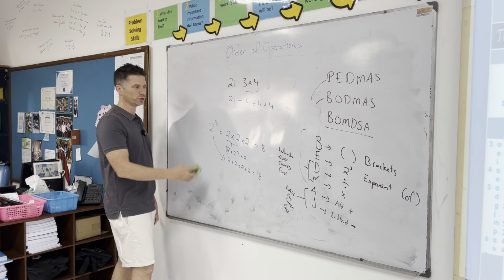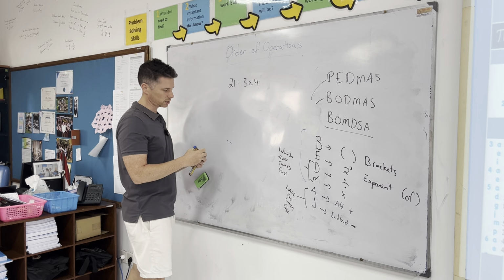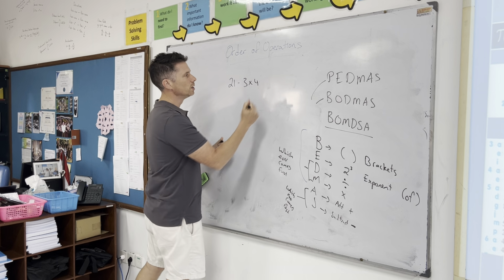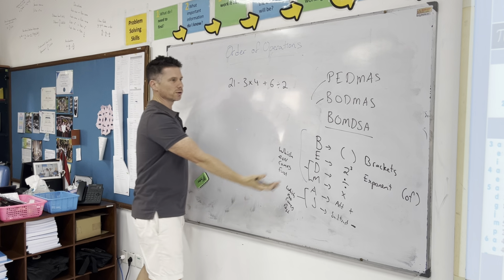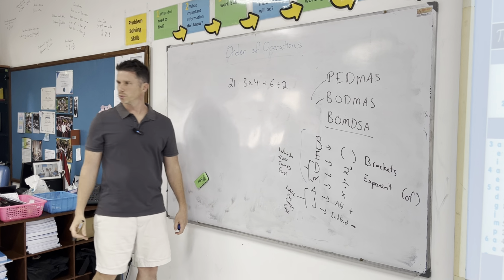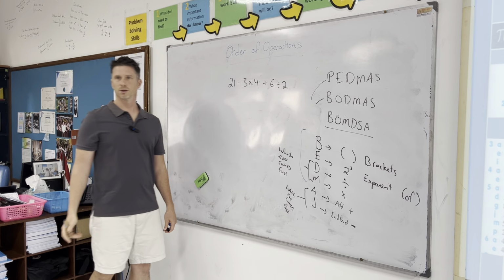Okay, let's look at the original problem. I've forgotten what I wrote. 21 minus 3 times 4 plus 6 divided by 2. So I come to one of these problems now, armed with my order of operations. What should I do here first? 3 times 4. Why don't I do this first? Because it's closer to itself. Yeah, okay. So I do the multiplication before the division because whichever comes first.